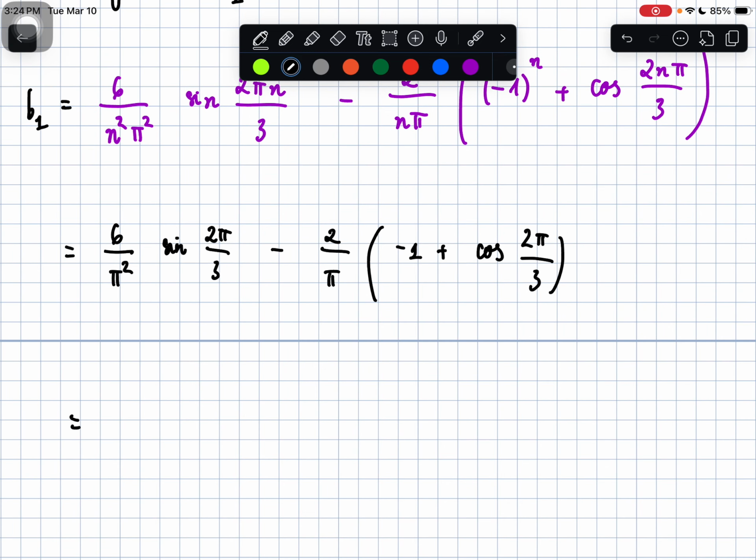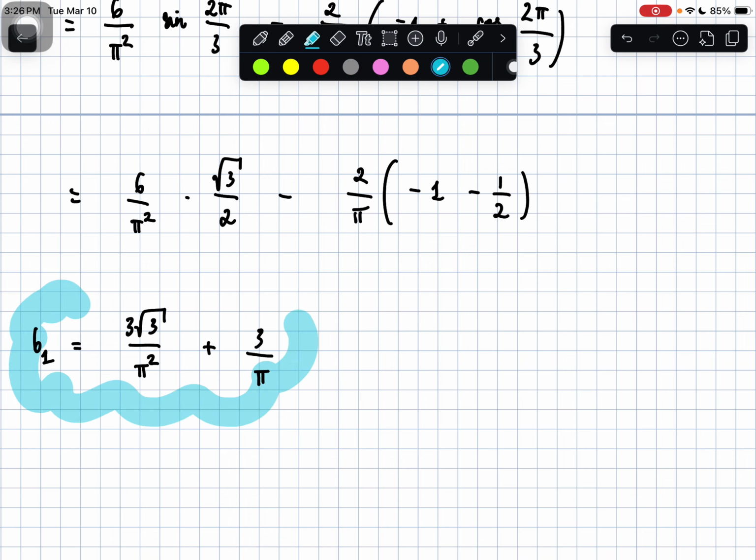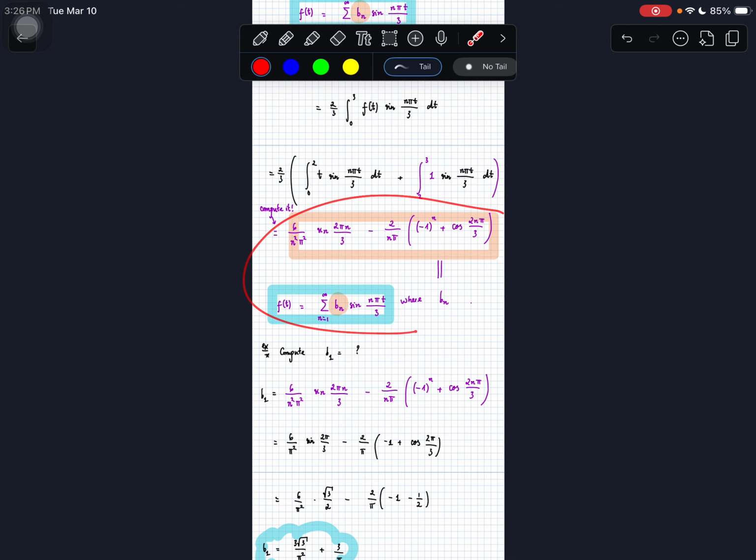And this is 6 over pi square. Sine of 2 pi over 3 is square root of 3 over 2. Then 2 over pi, and minus 1 times cosine, which is minus 1 over 2. So we have 3 root 3 over pi square plus 3 over pi. This is b1. That's an example of computing one coefficient in the Fourier sine series. The general formula is this. You do similarly and you can get the Fourier cosine series.